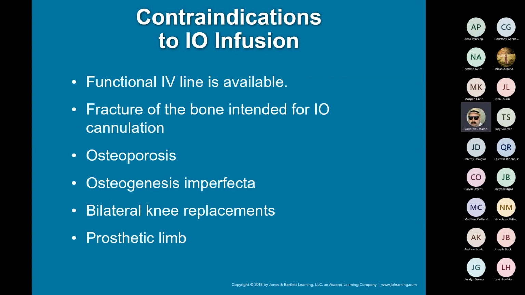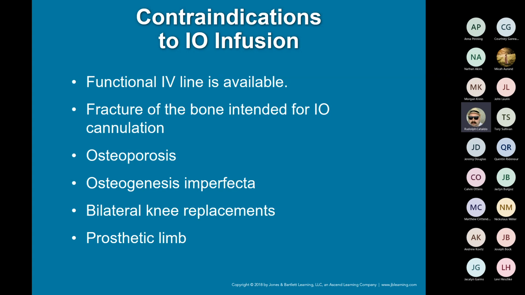Now, some reasons we're not going to do an IO. People have weakened bones, such as osteoporosis. And I get it, there are some instances where you're not going to find this information out prior to doing it. Obviously, if the patient is an amputee or has a prosthetic, it's probably not going to work because you're not drilling into bone. If you have an IV that you can use, do not do an IO.